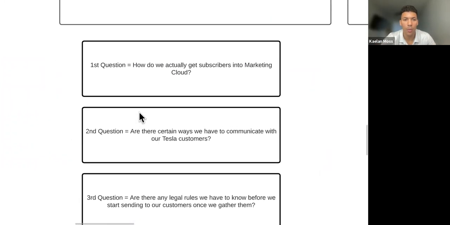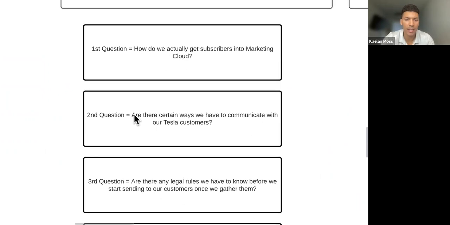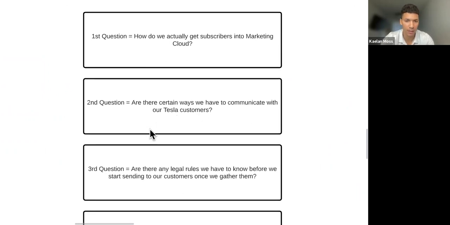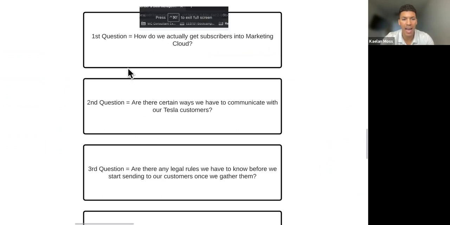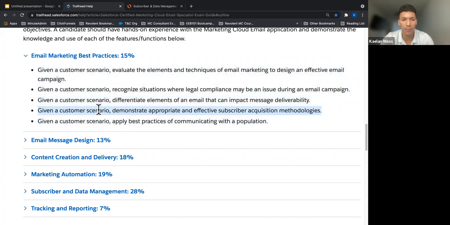Now, as you see here, we have questions that relate to the bullet points. The first question is, how do we actually get subscribers into Marketing Cloud? The second is, are there certain ways we have to communicate with our Tesla customers? Notice how these questions are just from the bullet points here. That first question was "demonstrate appropriate and effective subscriber acquisition methodologies." If you were to read this, it would probably be extremely difficult to even understand what subscriber acquisition methodologies means because it's such a complex sentence, right?